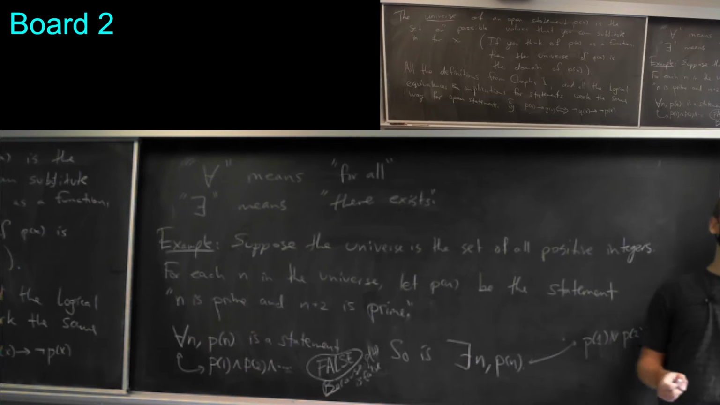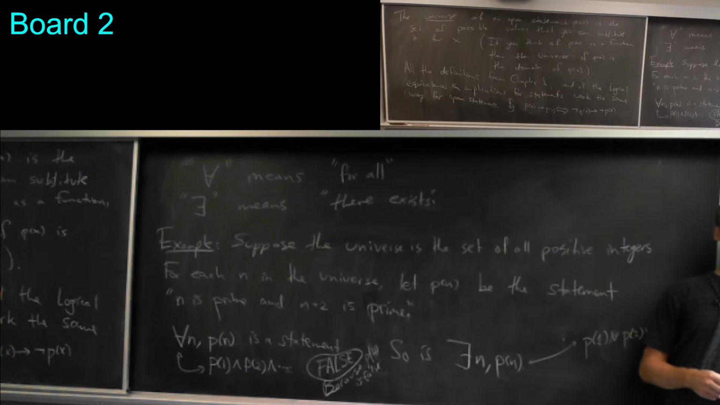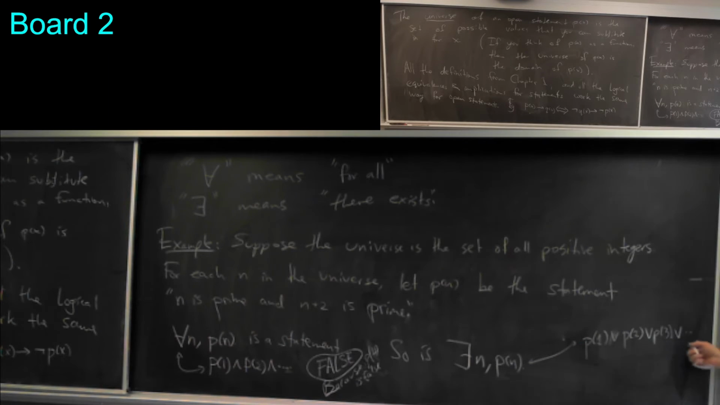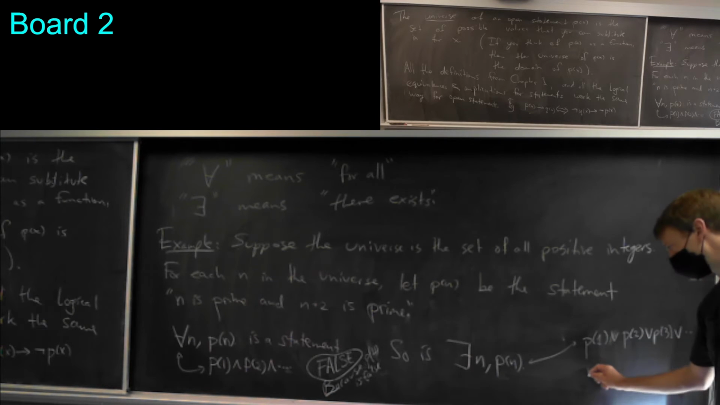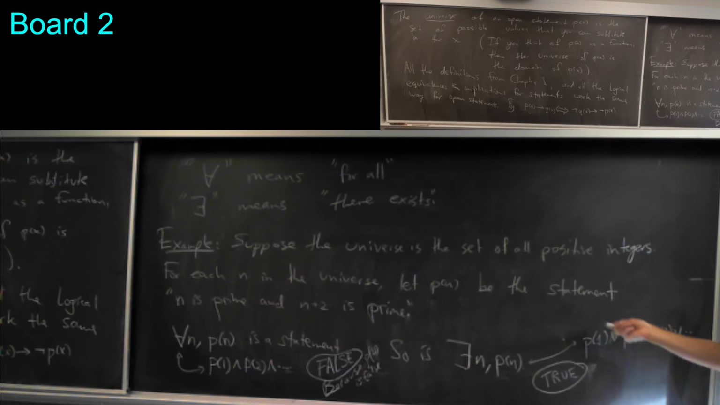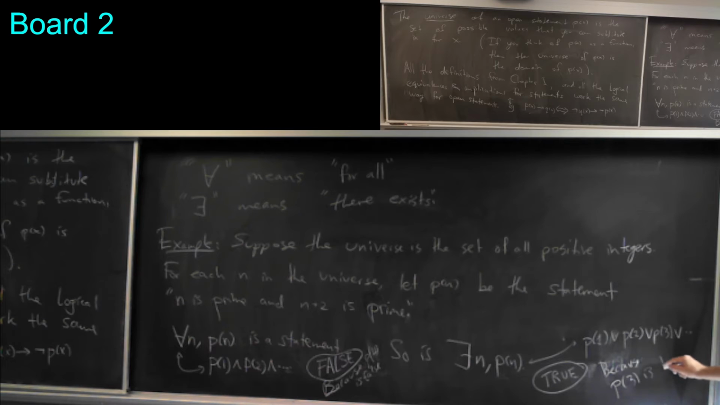There exists n such that Pn is true. Okay, so some nodding of the heads. Looks true, right? What's a reason it's true? Yeah, totally. It's a big or, so it only needs to be true once. And if I look at P3, P3 is true, for example.